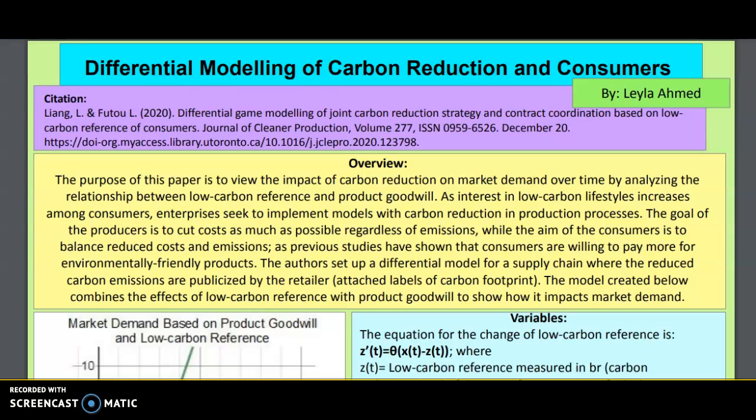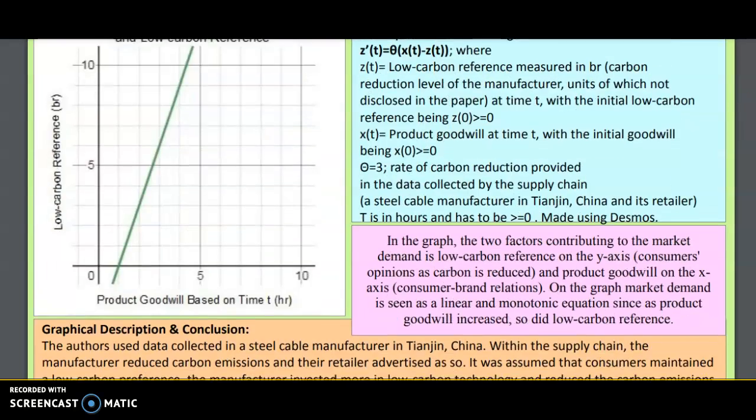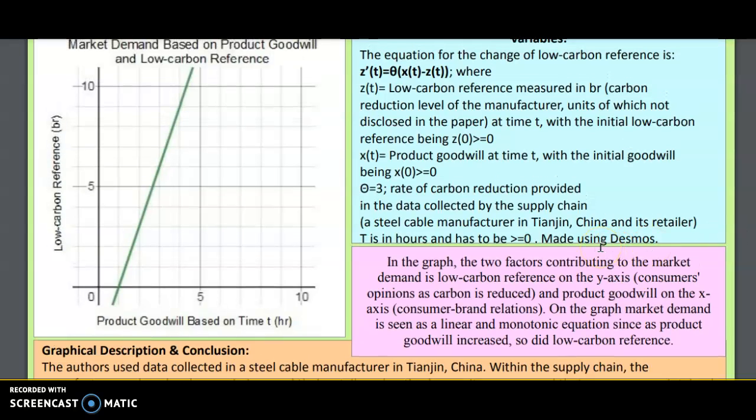Low carbon reference on the y-axis, represented by Z of t, is an empirical value of a customer's expectation on environmentally friendly products. As carbon reduction increases with time, low carbon reference, or a consumer's expectation of the product, also increases. On the x-axis, we have product goodwill, represented as x of t, which is customer-brand relations as a function of time. The supply chain used a scale to turn customer reviews and brand value into numerical data.